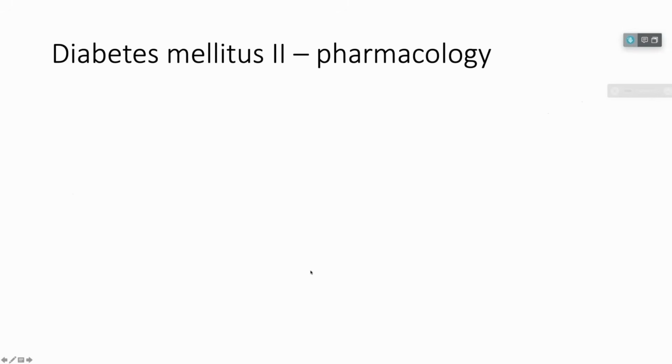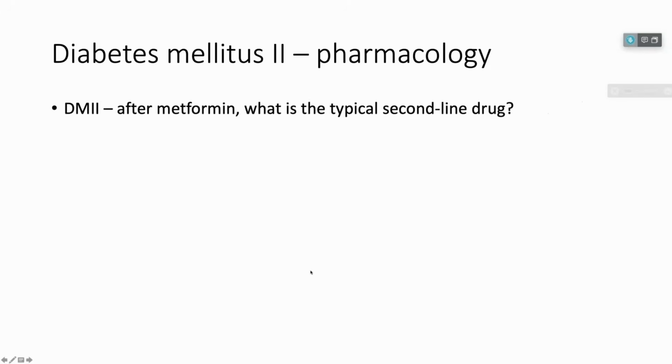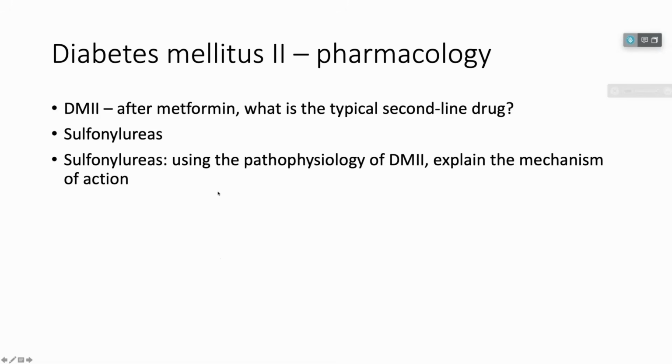Great. Mashoud, so after metformin, what's the typical second-line drug? It'll be sulfonylureas. Yeah, sulfonylureas. Perfect. So Natalie, using the pathophysiology of diabetes type 2, can you explain the mechanism of action and how this would fit in? So sulfonylureas, I believe they inhibit the potassium channel, allowing for more calcium to come in and then insulin to go out. Is that the right way?